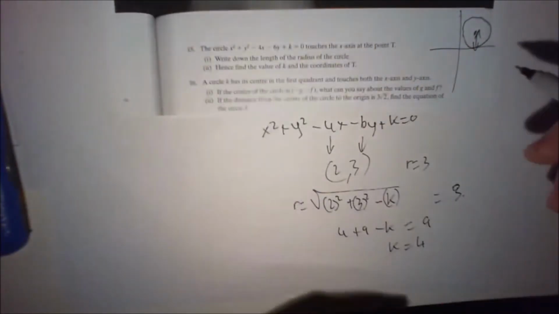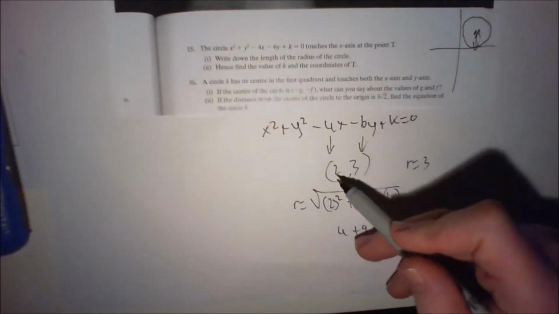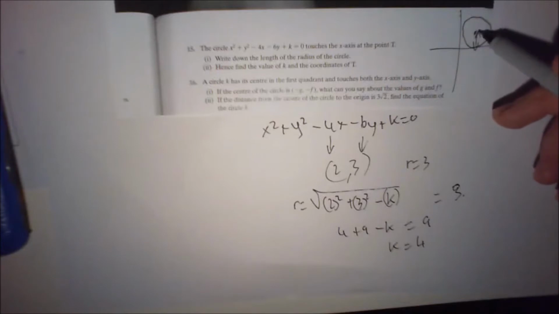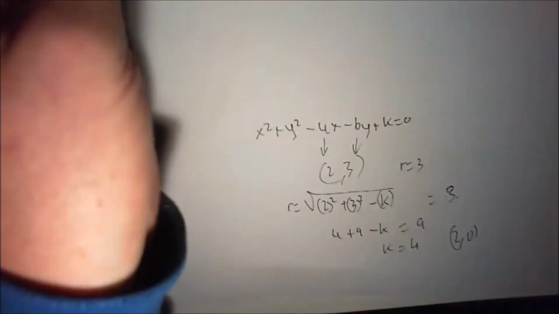And then the coordinates of T are the coordinates of where it touches. So how do we figure out the coordinates of where it touches? Well, let's think about it. If it's there, and that's 2 across, so it's 2 from there to there, then it has to be (2, 0). Okay, that's that bit done. So you can play around with these and get a lot of fun little answers, probably the best thing.